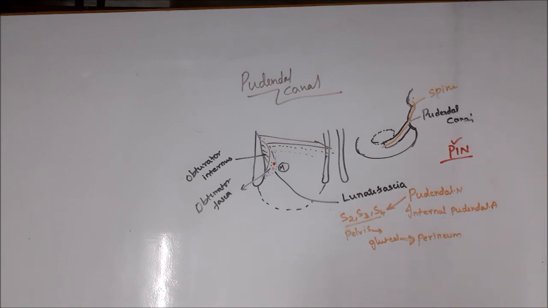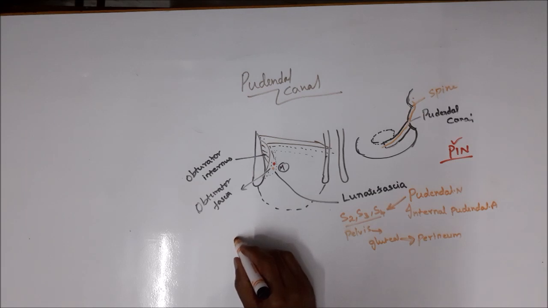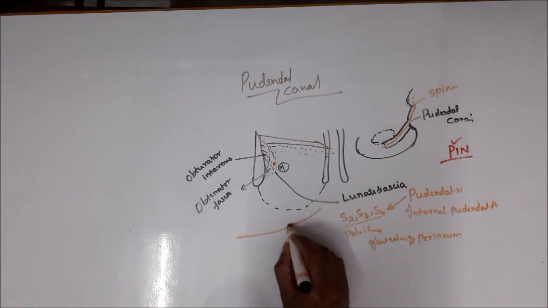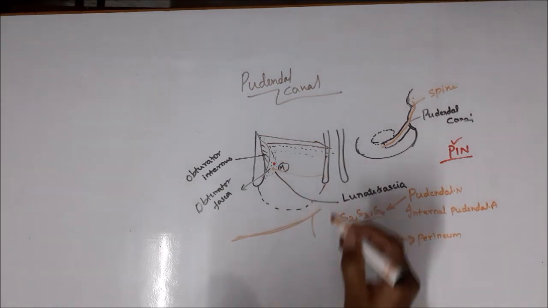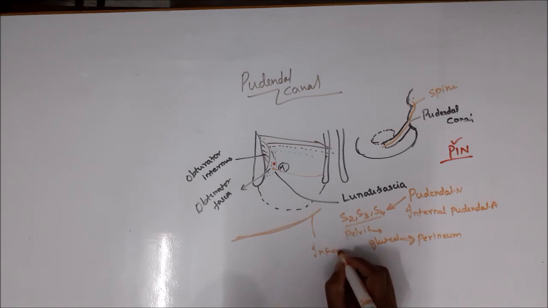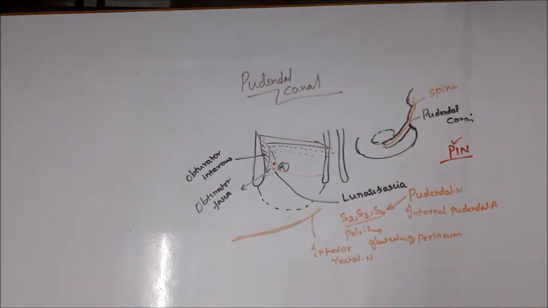Then what are the branches from this? This is the pudendal nerve. First nerve arising from that is inferior rectal nerve. So it's arising along the lateral wall of the ischioanal fossa and going towards the medial wall to supply the external anal sphincter and even the perianal skin. So that is the first branch of this pudendal nerve, that is inferior rectal nerve.